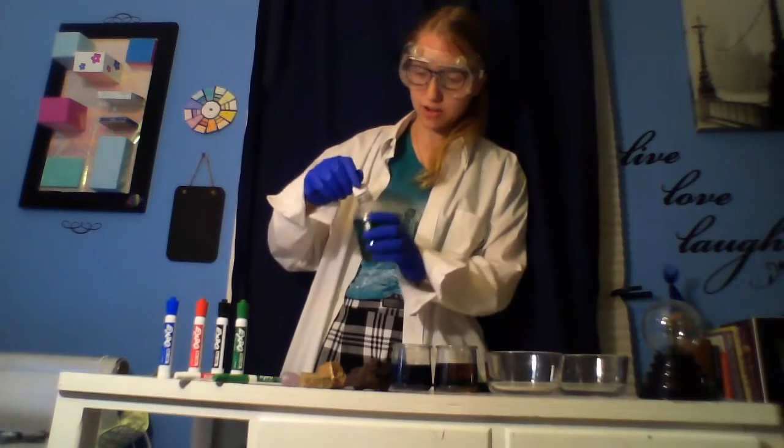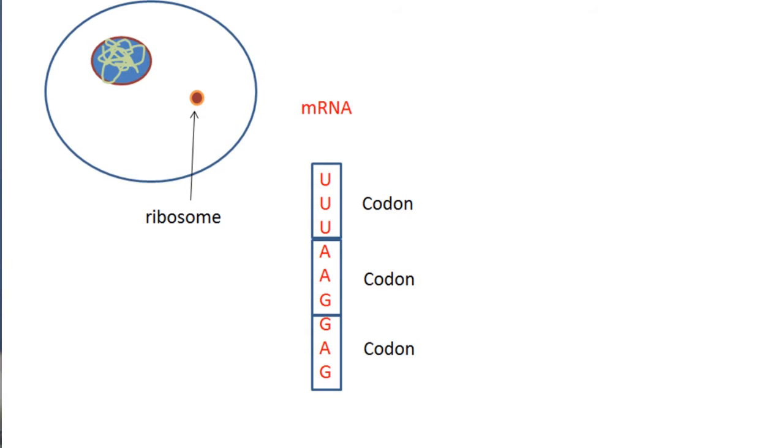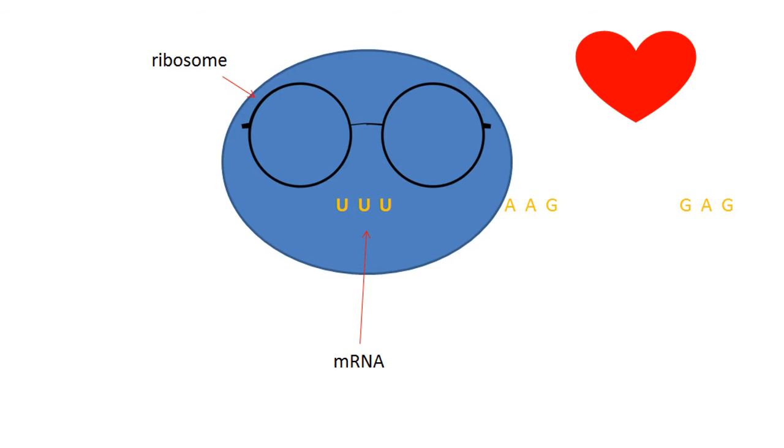Now, the mRNA, or messenger RNA, carries the information that it gained from that strand of DNA and brings it to an organelle called the ribosome. The mRNA lines up at the ribosome. As each codon lines up to the ribosome, it is read, so to speak, by the ribosome.